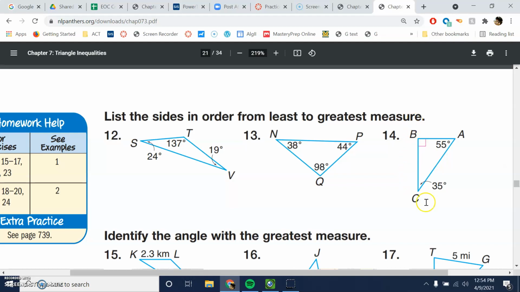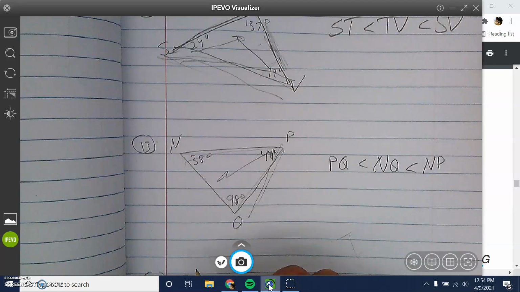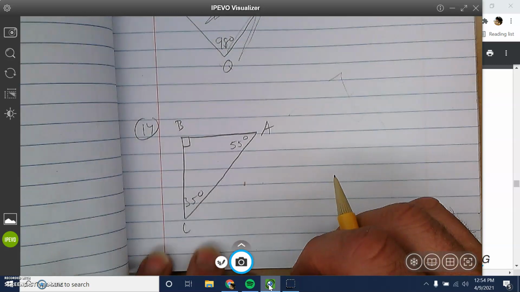Last but not least, ooh, number 14. You may know what that angle is right there. You may know the hypotenuse. I'm not going to say anything else. You can do it. Go. All right, let's check it out. Here we go, number 14.